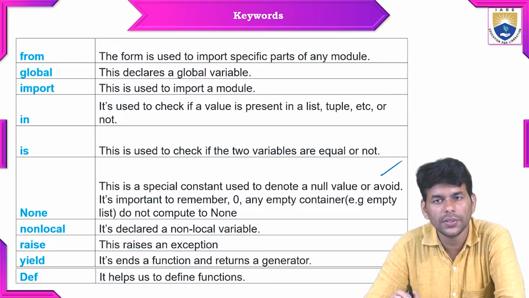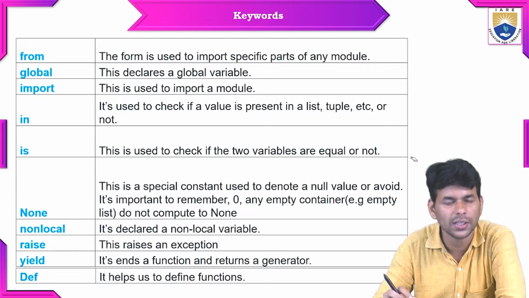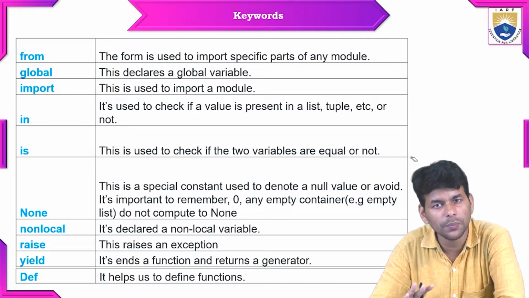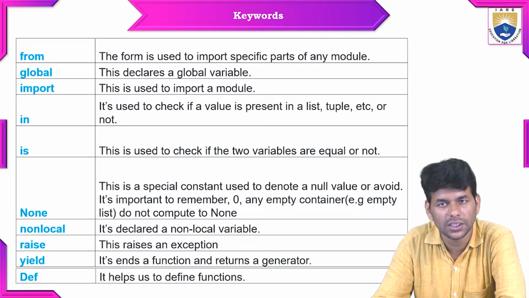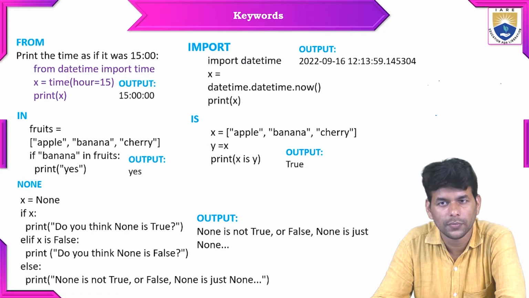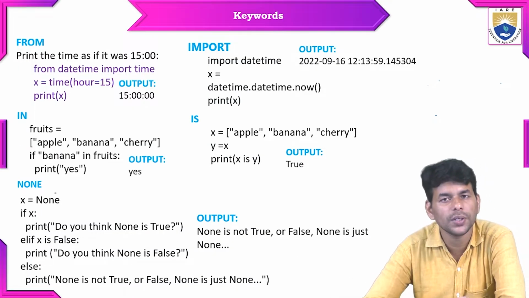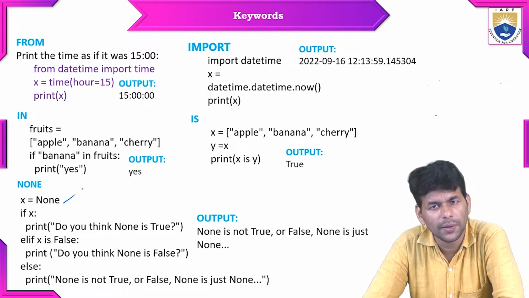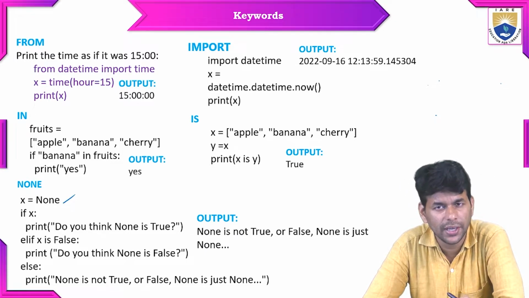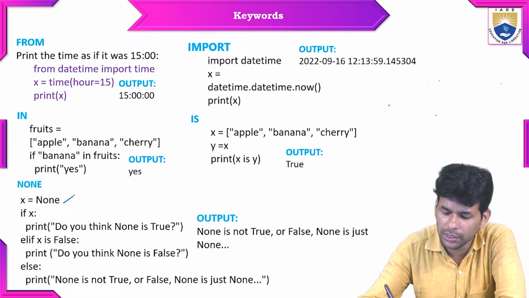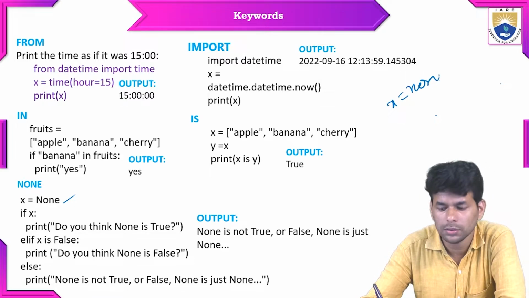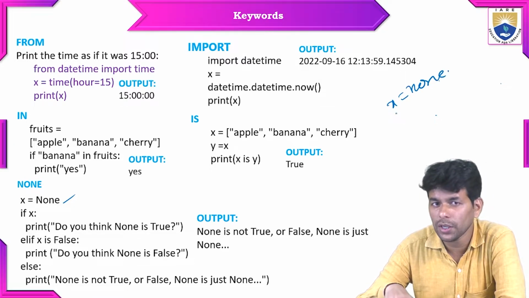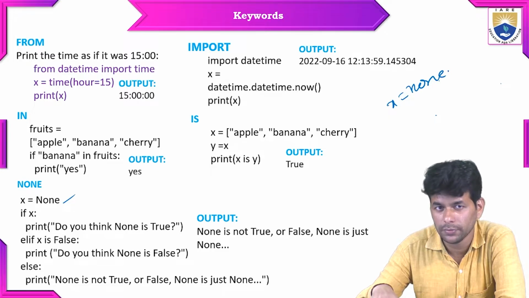To give exact clarification for the none keyword, I have taken one example again. Let us see one example here. I have taken the x variable as none. x is an identifier, and that x is none. It means for the identifier x, there is no value at all. Is that clear?